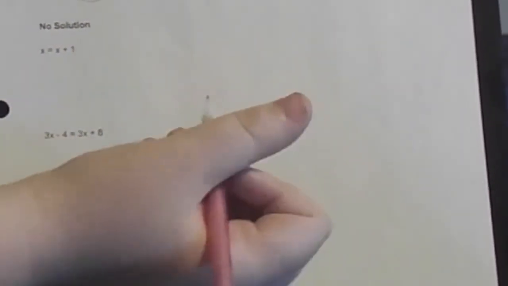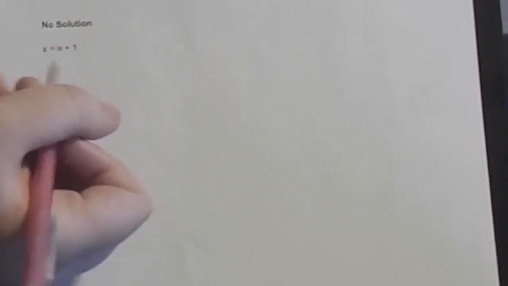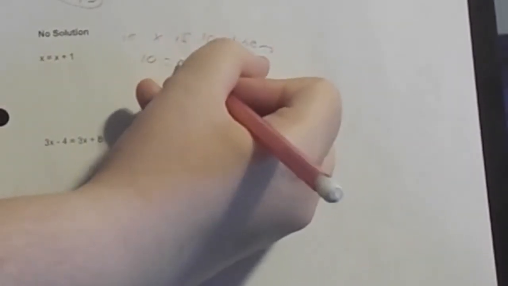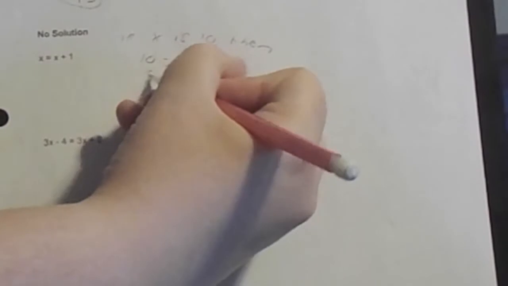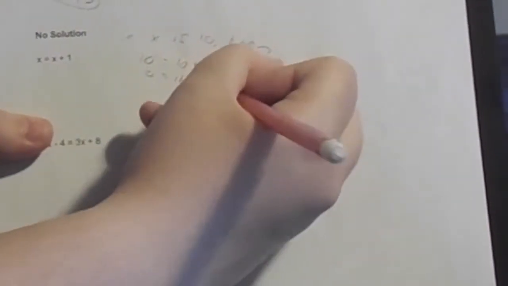Well, sometimes there isn't just one solution. Sometimes there's no solution. A no solution happens when there is no number that will make both sides equal. So here it says x equals x plus 1. Well, if x is 10, then this equation is 10 equals 10 plus 1, which is 10 equals 11. Does 10 equal 11? No, that's not true.